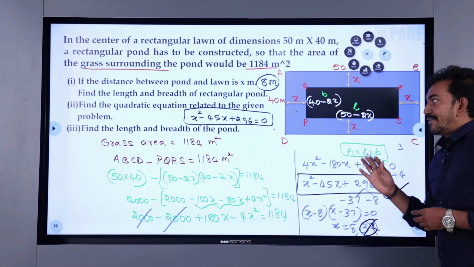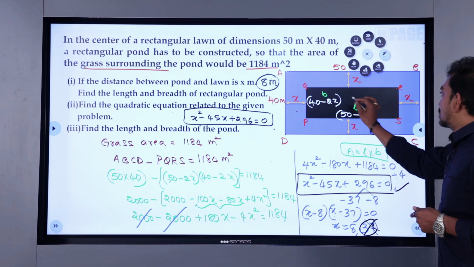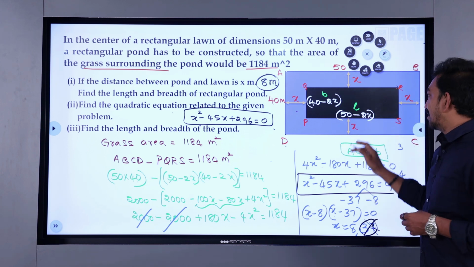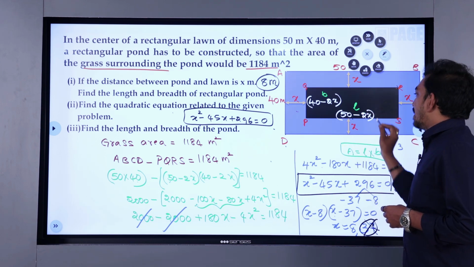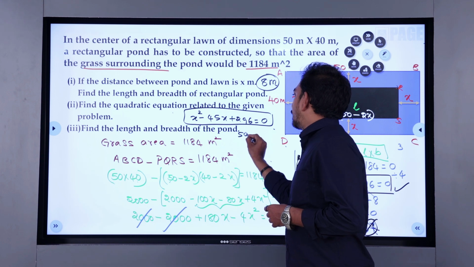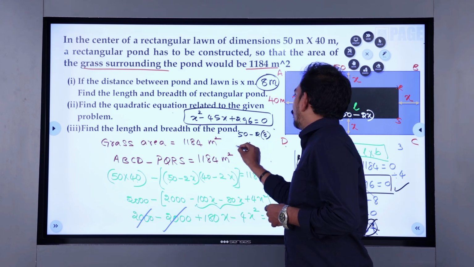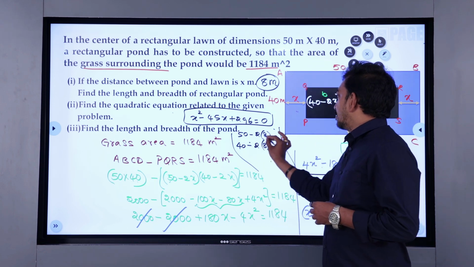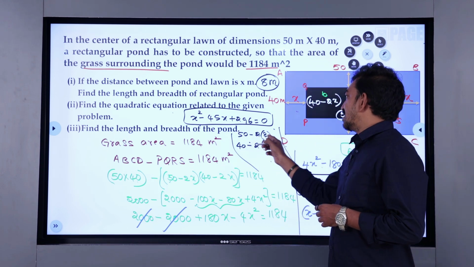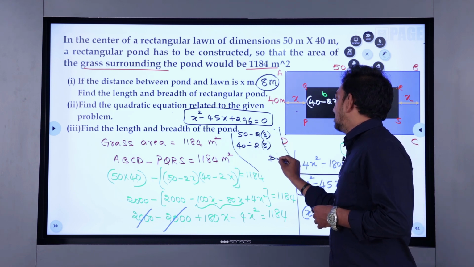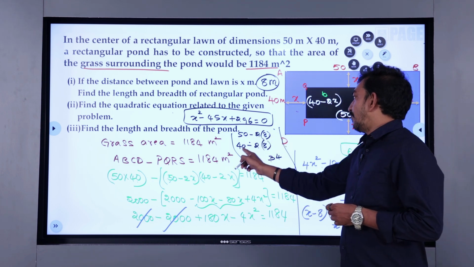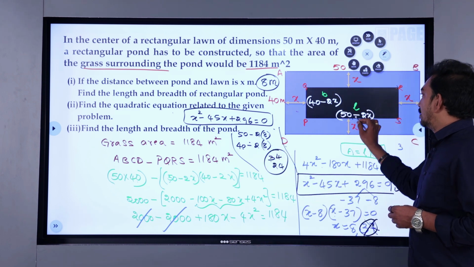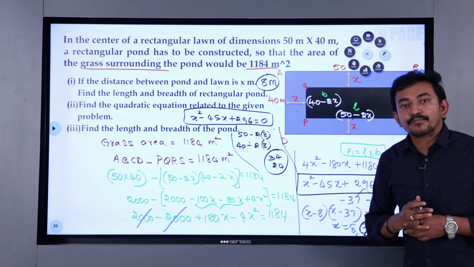What is the third part? Find the length and breadth of the pond. PQRS is the pond, ABCD is the rectangular lawn. They are asking for the dimensions of the pond. So 50 minus 2 into 8 is one dimension, 40 minus 2 into 8 is the second dimension. If you simplify them, 2 into 8 is 16. 50 minus 16 is 34, the first value, and 40 minus 16 is 24, the second value. These are the values of L and B for the rectangular pond.